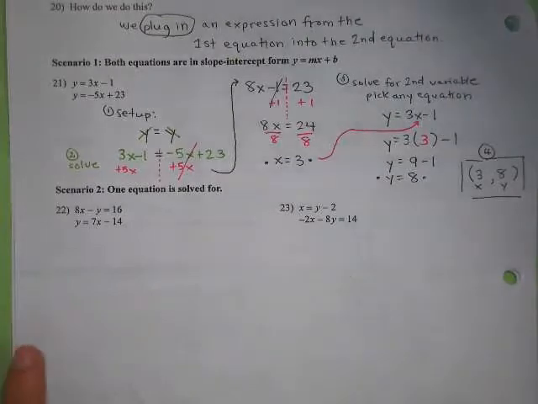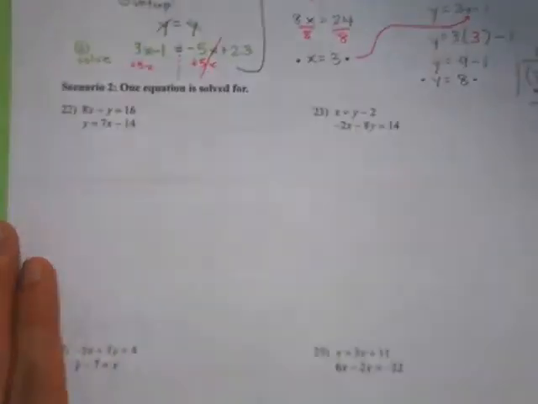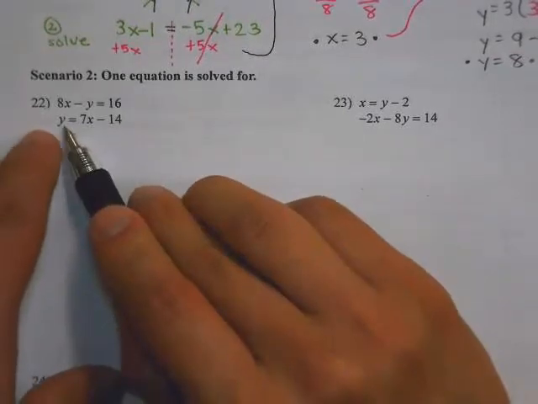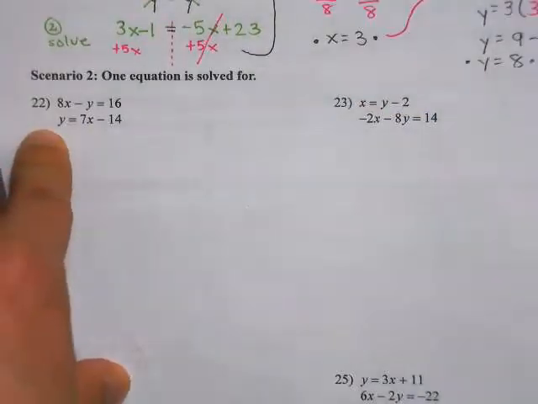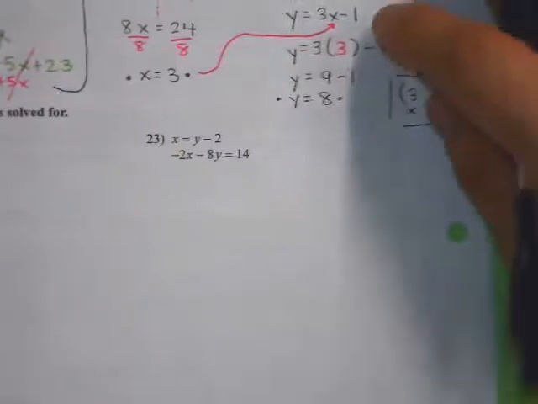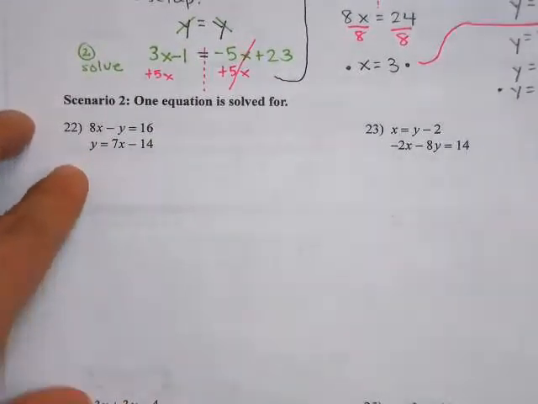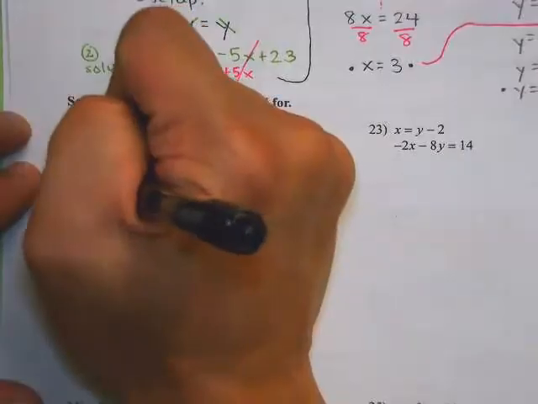Now let's go into big scenario number 2, where there's 4 examples. One equation is solved for. What I mean by this is one of the variables is already left by itself. Like there's a y equals something, and then on number 23, there's an x equals something. So how would you do this? Well, I will show you right now.